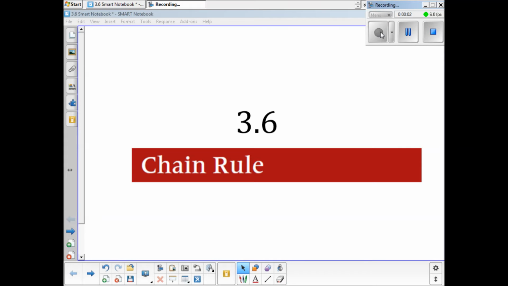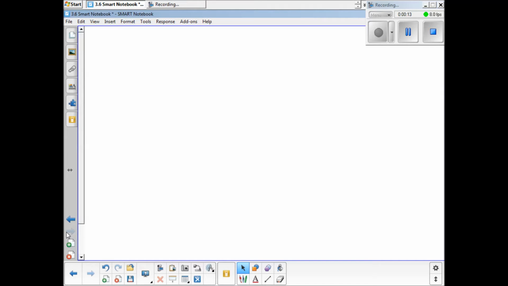Okay, welcome to section 3.6, the chain rule. The chain rule allows us to take derivatives of more complicated functions. So I'm going to start off by giving you an example of a problem that we would have a little bit of trouble doing without the chain rule.